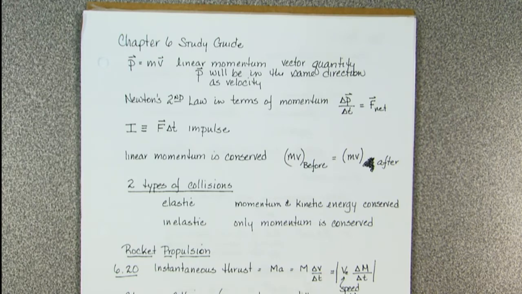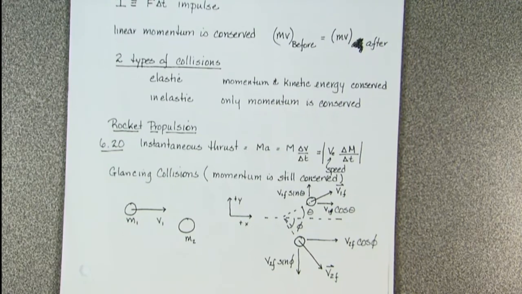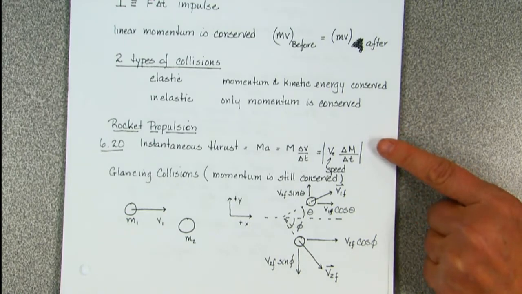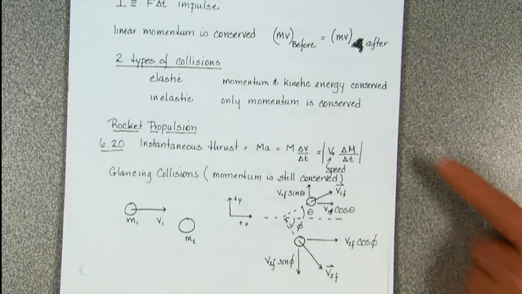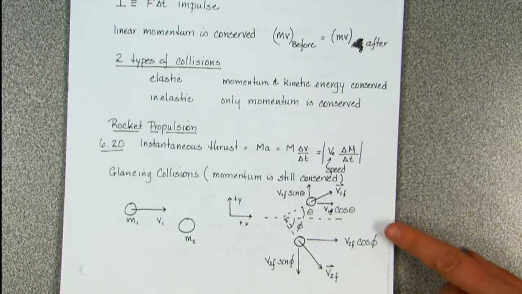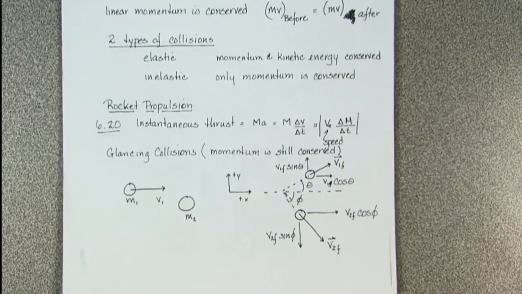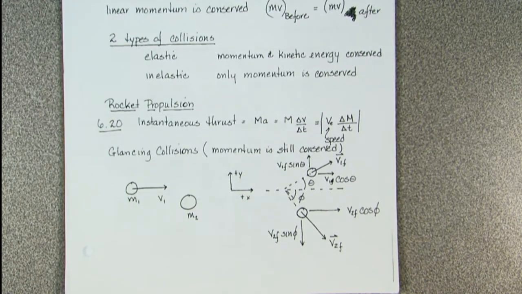Good. I'm going to shift it up. Momentum is conserved in glancing blows. There is not an instantaneous thrust problem on the test. We don't have any of those on the test. But if I have glancing blows, this figure really helps you if I have two-dimensional collisions in my two-dimensional collision type problems.